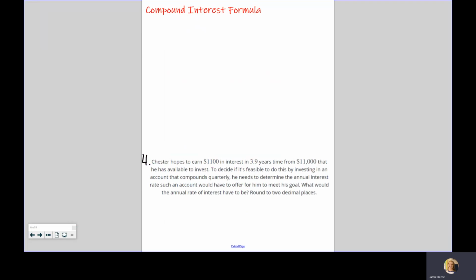All right, so here is the formula for compound interest. It is A of t equals P times 1 plus r over n, that's an r, raised to the n times t. All right, so write that down. I'm going to tell you what all those letters mean.